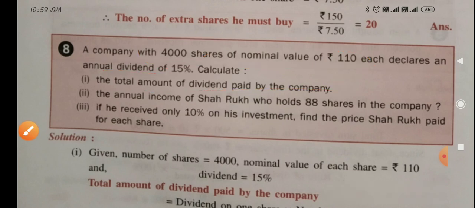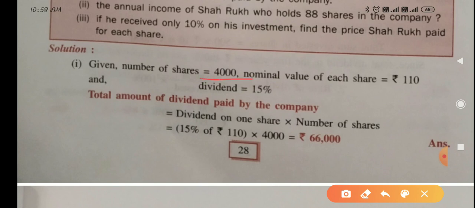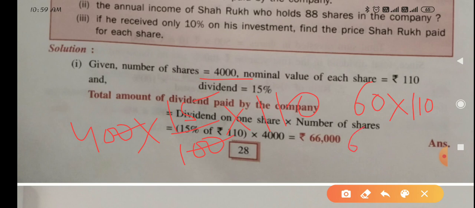Formula you can apply, you can see here. Number of shares with the company 4,000, and 4,000 multiplied by dividend percentage 15 upon 100, multiplied by nominal value 110. Two zeros cancelled. By mistake I took 400, so pay attention, 4,000 shares are there. So it will come 600 multiplied by 110, 66,000. So the company will give 66,000 as dividend.